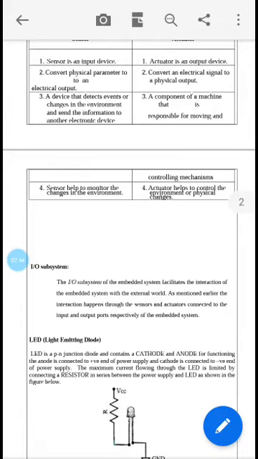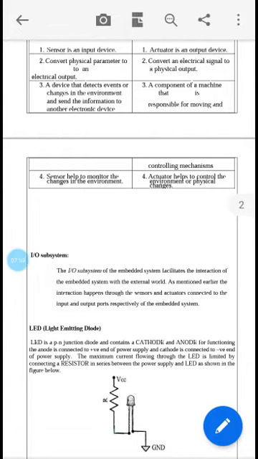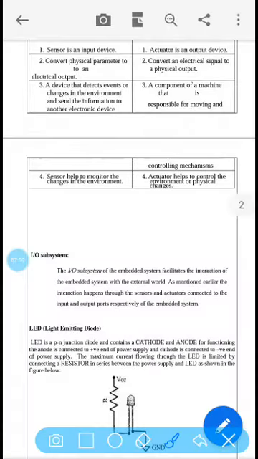As mentioned earlier, the interaction happens through sensors and actuators connected to the input and output ports respectively of the embedded system. So one of those I/O subsystems is your LED. LED stands for light emitting diode. You might have used this LED in your analog and digital electronics lab, right? So about that subsystem we'll be studying today. That is, LED stands for light emitting diode.